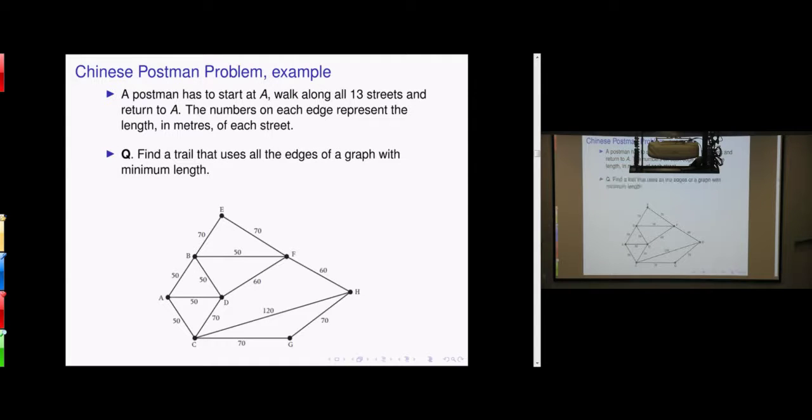Okay, so what is the question? The question is find a trail, find a walk that uses all the edges of the graph with minimum length. We need to travel all the edges, but there's no restriction, we can travel it more than once. We don't need to create an Euler circuit. Indeed, in this graph, it's impossible to create an Euler circuit because A is of odd degree.